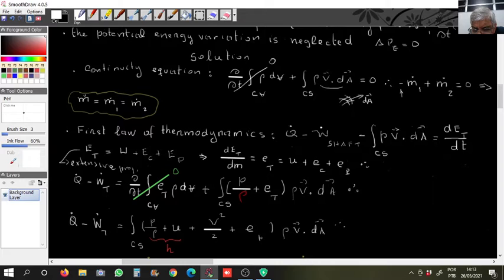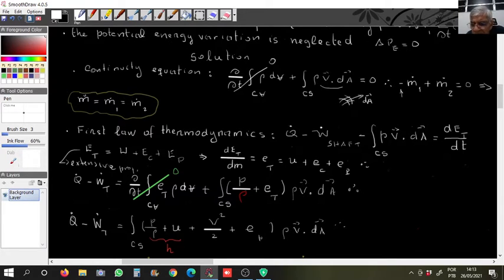The dot over the W is the power, okay? Now, Q dot minus W dot of the shaft work, which could be a pump, a turbine, a fan, or a compressor, that we call shaft. And minus, this is the work done by the pressure. Pressure acts on the surface. The force due to pressure acts on the surface, not on the volume.